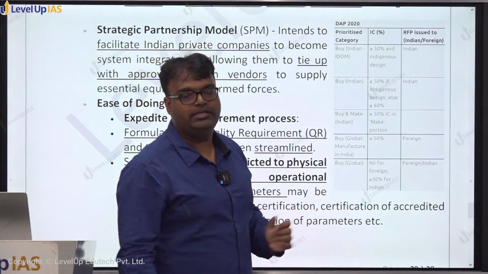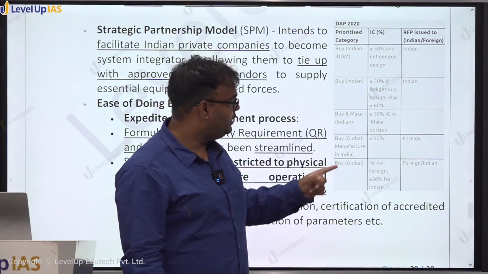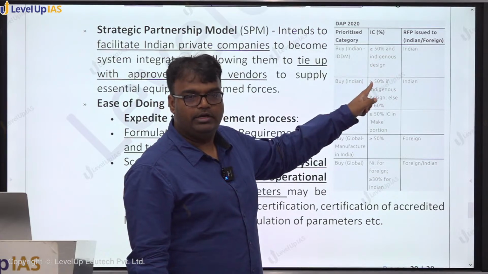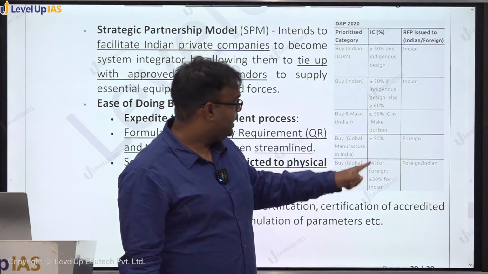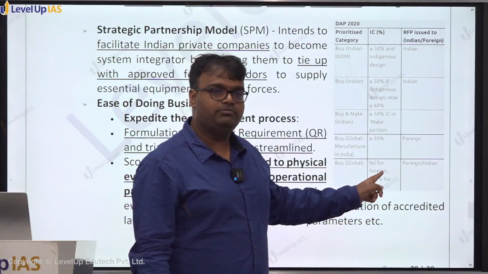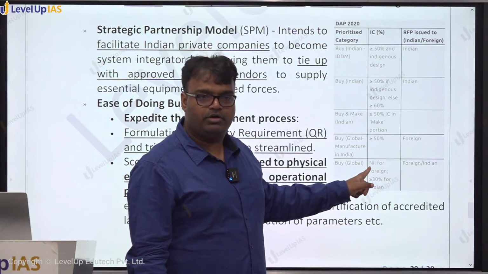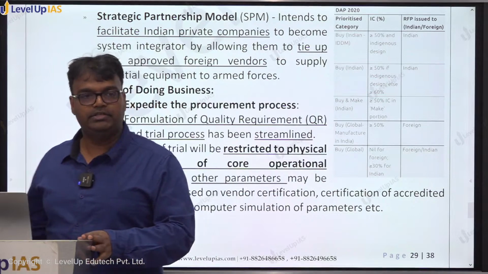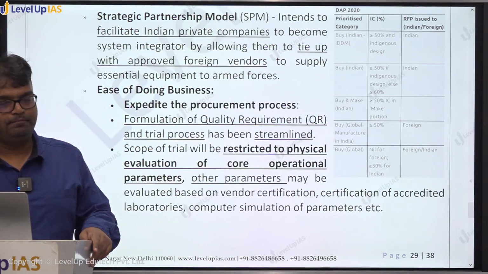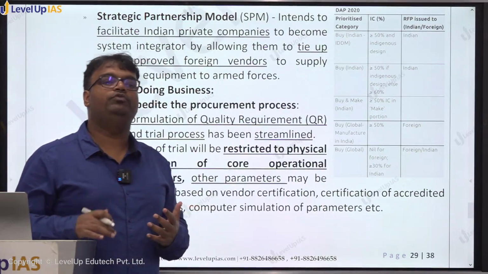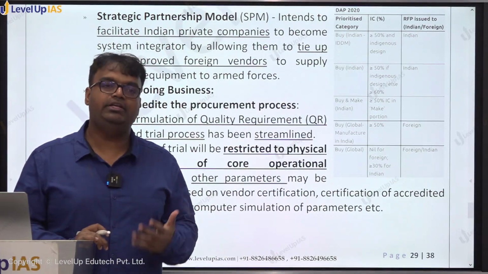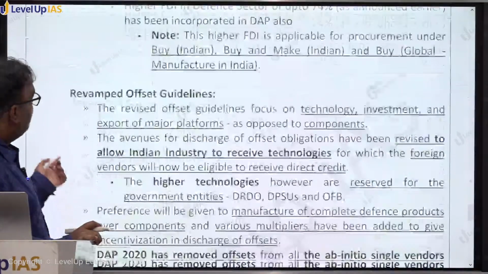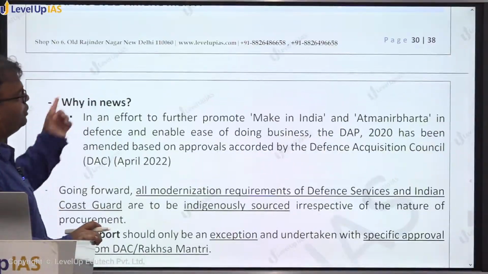It has been given the highest priority. Then we have buy Indian, buy and make Indian, buy global, and you would see in almost all the sections, the indigenous component requirement has been made 50%, except the last one, buy global. If you're buying it from some foreign country, then no indigenous component requirement has been set. But if you are buying it from an Indian, then a 30% indigenous component requirement is there. So through this defense procurement policy, what do we try to do? We try to increase manufacturing in India and increase the requirement for Indian components. Some amendments have been made in this in April 2022.